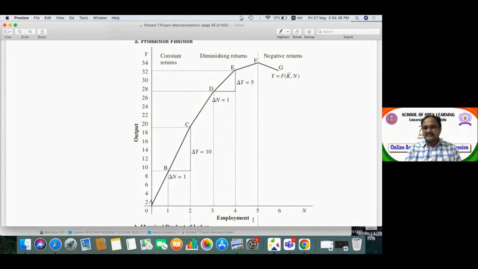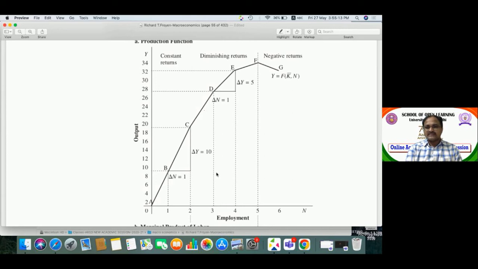So as employment increases, the output increases. In the initial stage it is increasing at a constant level. So that's why we can say that this is constant returns to scale. What are constant returns? The change in the variable factor leads to a proportional change in the level of output. So this is constant because as labor increases, output also increases at a constant level. And when one more unit of labor input is added, the output increases at a decreasing level, that is diminishing returns.